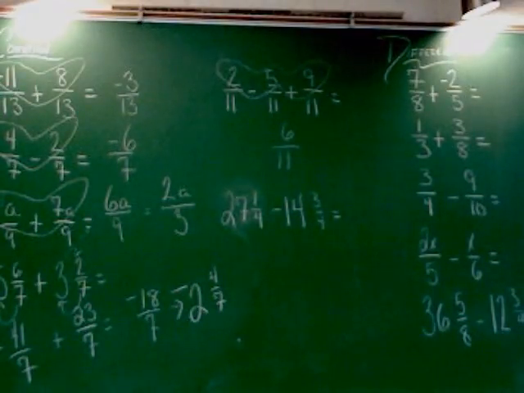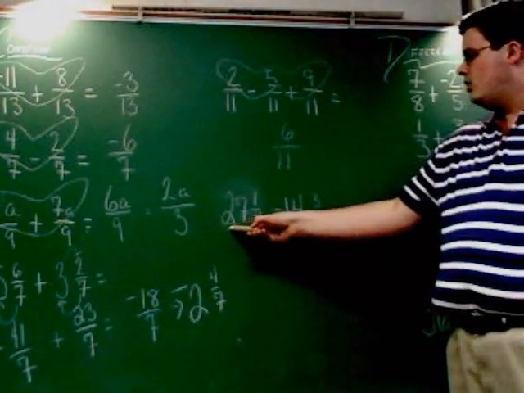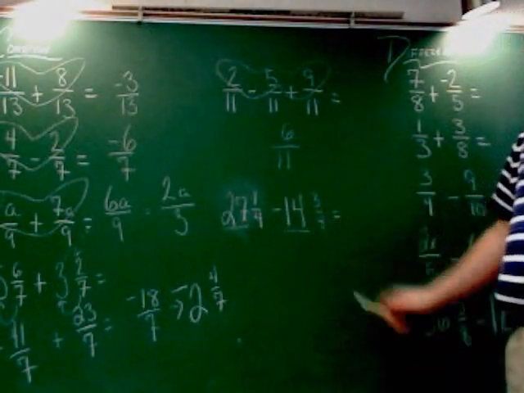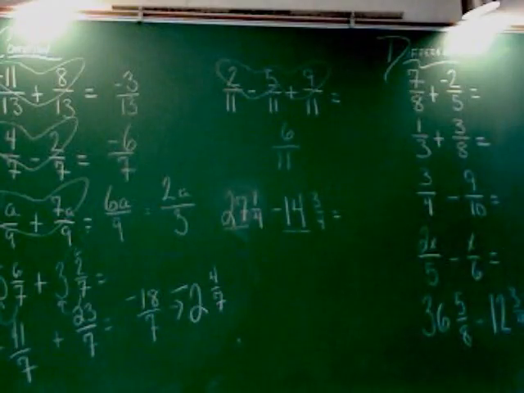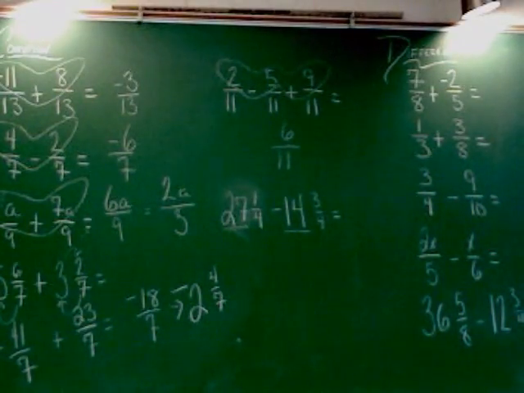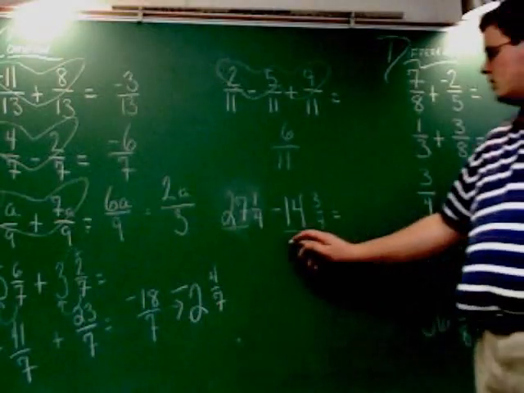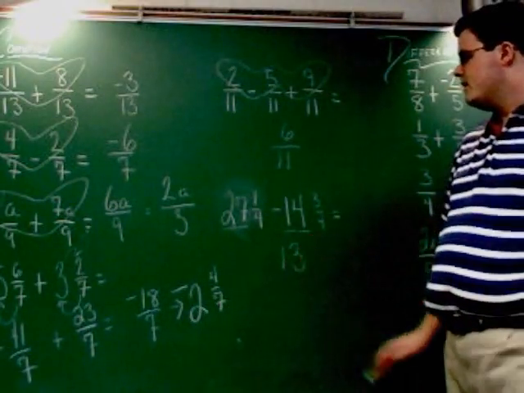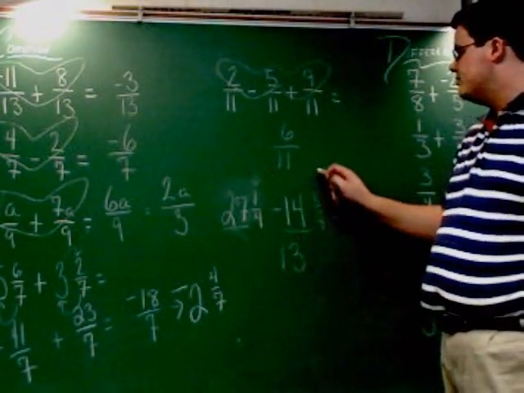What you want to do in these problems is subtract the various parts. What I mean is start with the whole number parts, so 27 and 14. Okay? You know 27 minus 14. 27 minus 14 is? 13. Then you want to subtract the fraction parts.